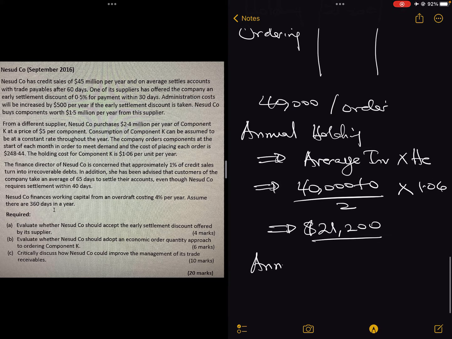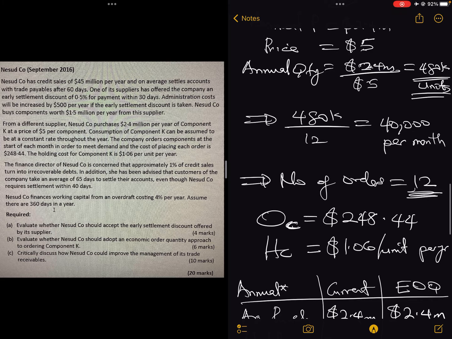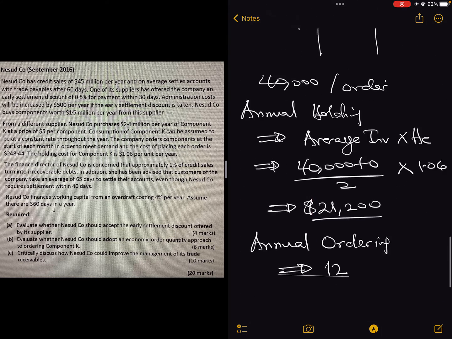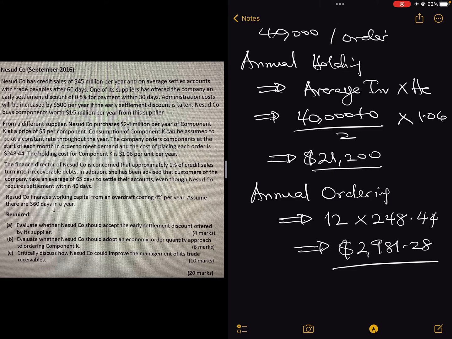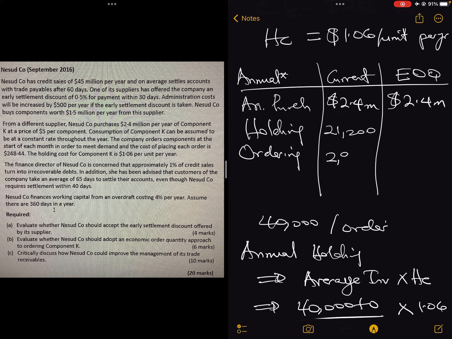And for the annual ordering cost, annual ordering cost is number of orders times cost per order. So number of orders currently is 12, as we said earlier, if you remember. Because we order constantly, and if it's 480,000 in a year and we order every month, then we're going to order 40,000, 12 times to give us the 480,000 that we need. So annual ordering cost is number of orders, 12, times cost per order, which is 248.44, and that will give 2,981.28. And we'll put that there as well. So current ordering cost is 2,981.28.